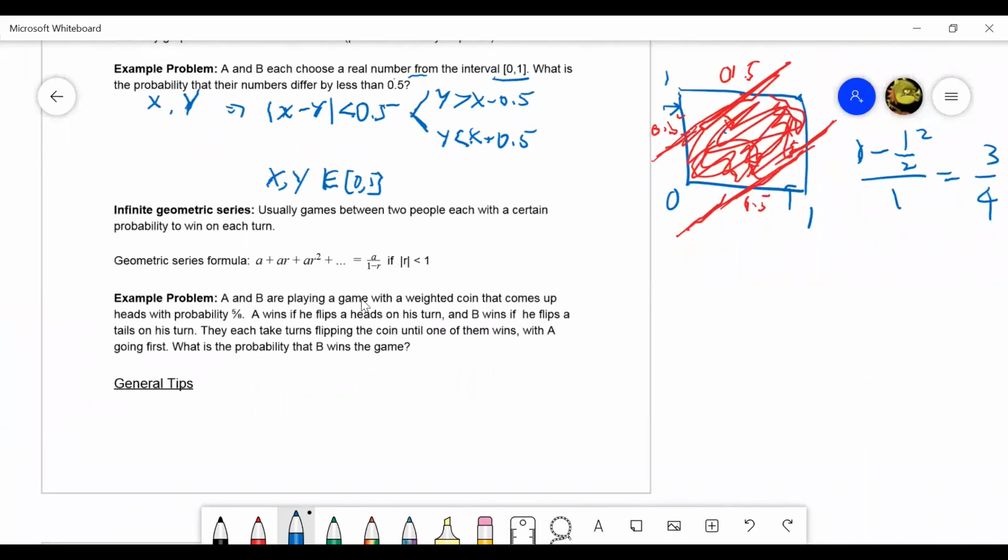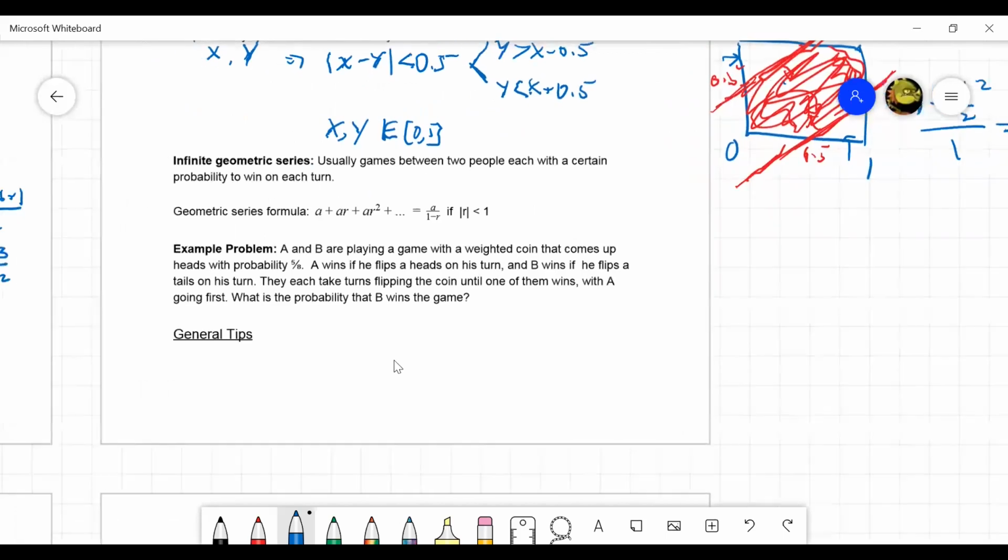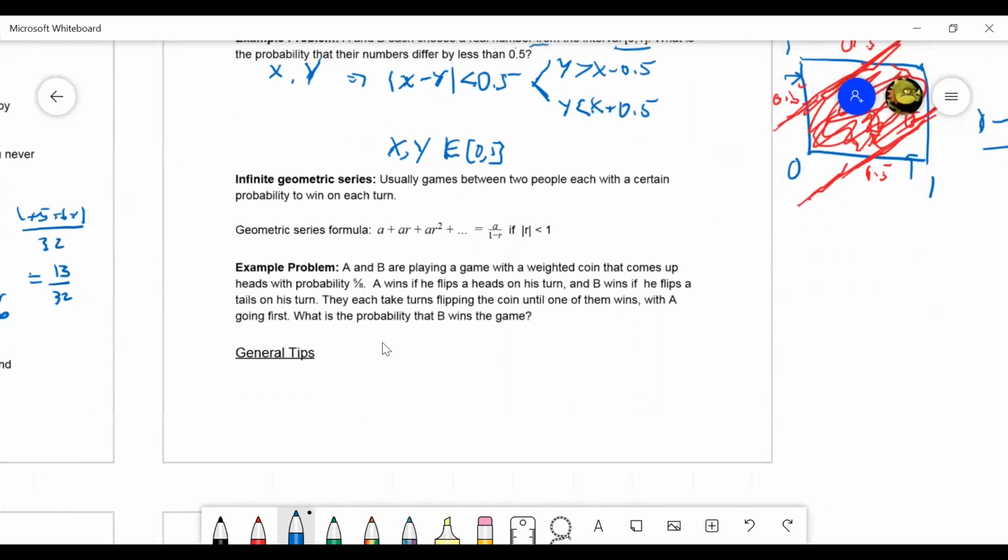So after that are infinite geometric series, and honestly, this one is very, very, very uncommon. So I might not talk too much about it, but essentially this is a geometric series. It's where each term has a common ratio with the term before it. So something like 1 plus 1/2 plus 1/4 plus 1/8 plus all the way to infinity. And this is an example of a geometric series with common ratio 1/2.